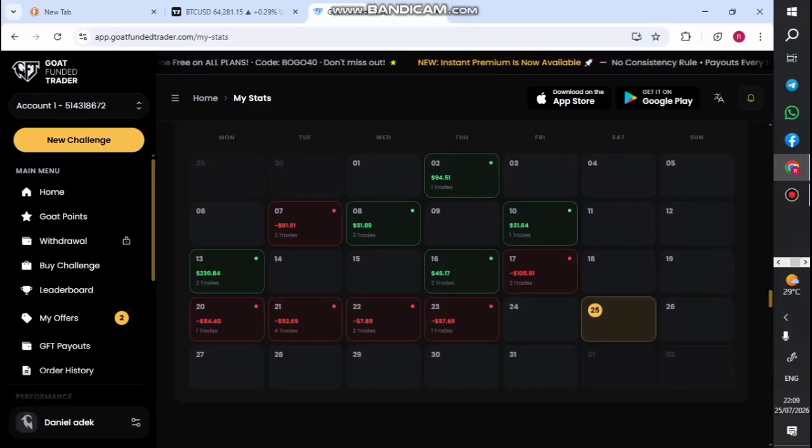Just last week, I had losing streak upon losing streak. This was $105. I didn't even make a single profit. Not even a single profit. This was $105 on the 17th, and on the 18th and 19th I didn't trade. On the 28th, $54 loss, $92 loss, $7 and 50.